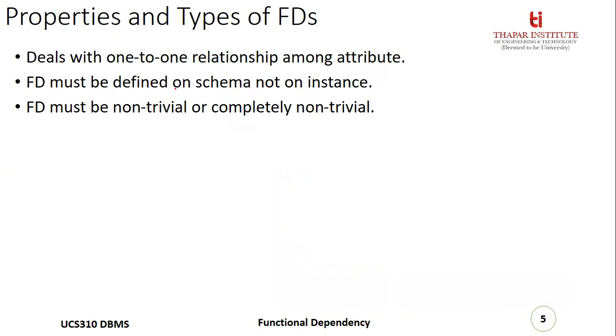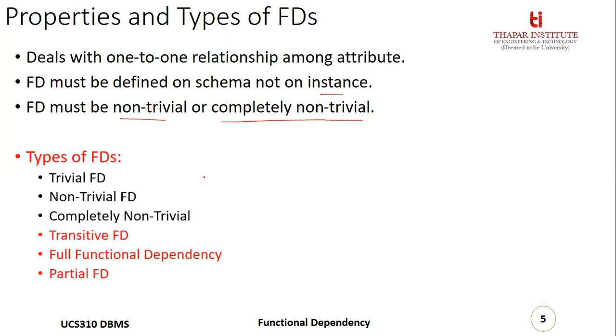Now we can see the properties of functional dependency. Basically, functional dependency deals with the one-to-one relationship among the attributes, and an FD must be defined on the schema, not on the instance, and an FD must be non-trivial or completely non-trivial. What is completely non-trivial? This is a type of FD. Different types of FDs can occur: trivial FDs, non-trivial FDs, completely non-trivial FDs.